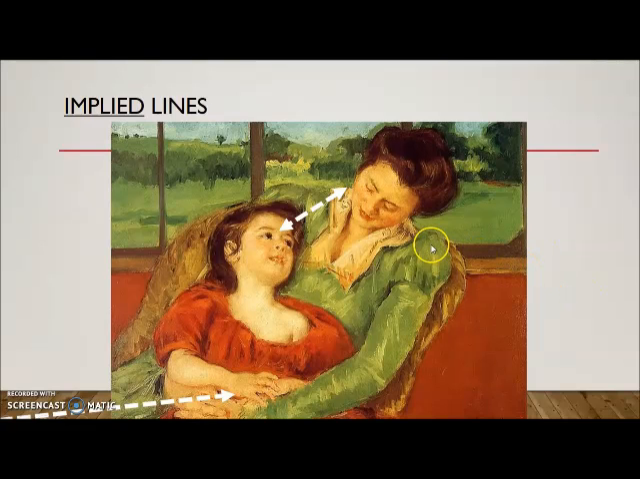Again, going back to this image from before, the eye contact between the woman and the child is an example of an implied line. We also see implied line in the body language of the two arms of the woman wrapped around the child, and then of course the child wraps her arms, or her hands are wrapped around the woman's arm, notating an additional sign of affection between the two subjects in the painting.